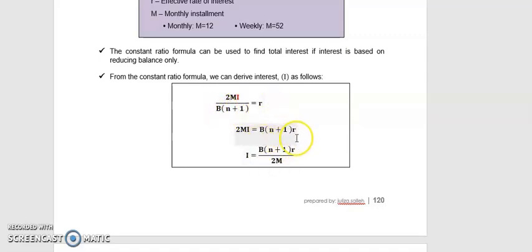Divide on the left becomes multiply on the right. So b multiplied by (n plus 1) multiplied by R. Here on the left hand side you have 2mI, which means 2 multiplied by m multiplied by I. Now we want to make I the subject, to find the value of interest. So I equals, since it is multiply, you bring it to the right hand side and it becomes divide. So I equals b(n plus 1) times R divided by 2m. Then you will get the value of interest.